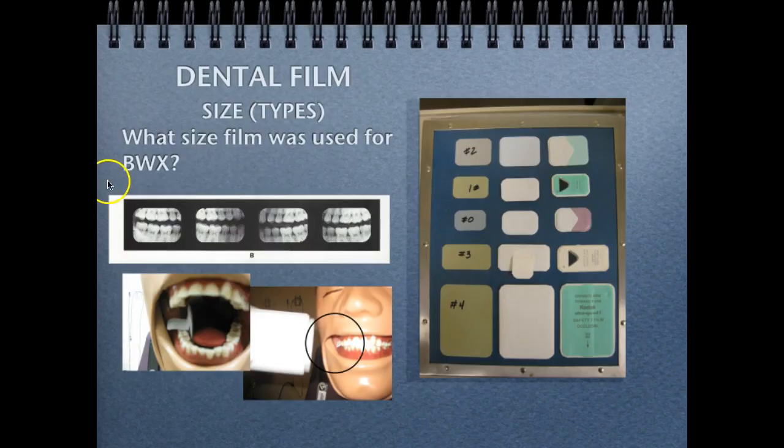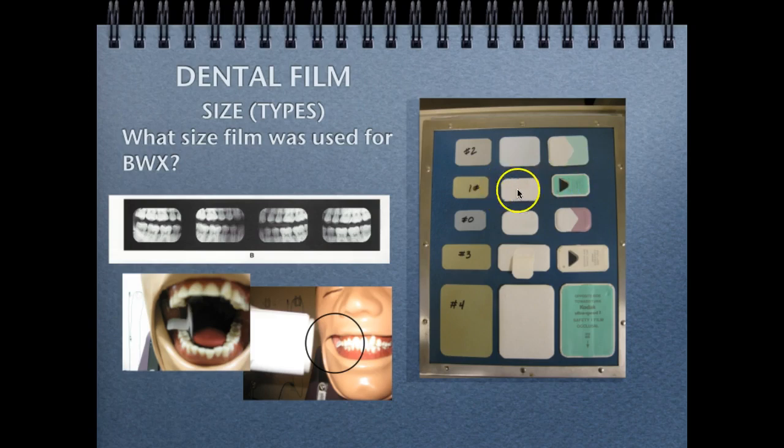Here is our traditional film. So if you look over at some examples of film, what size film was used for our BITEWING radiographs that we saw? If you're saying a number 2, you are correct. A number 2 size film.